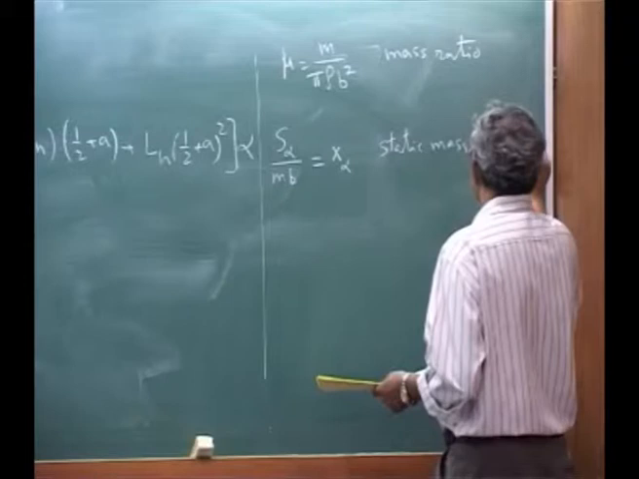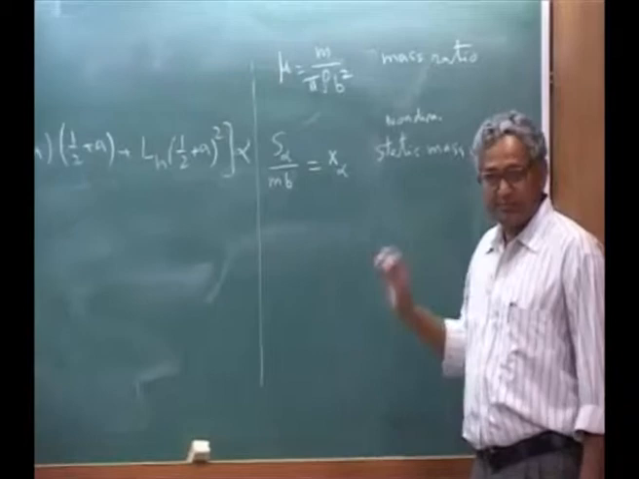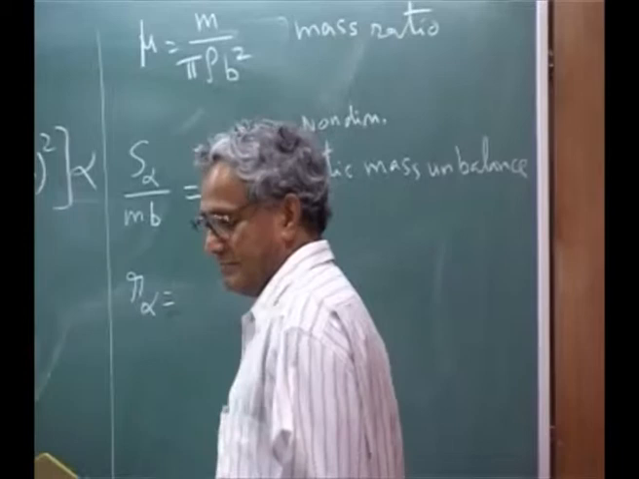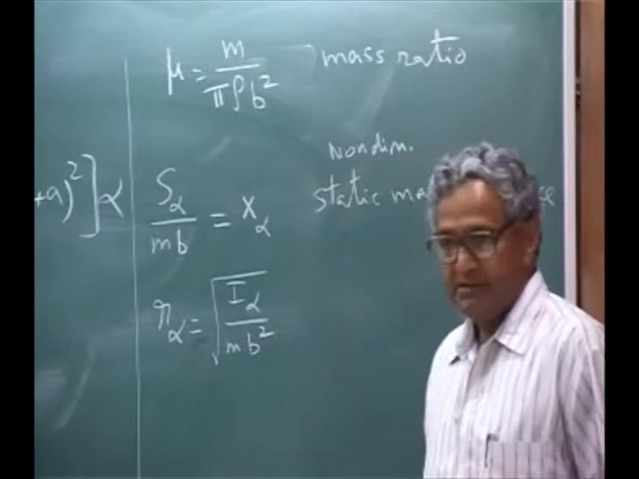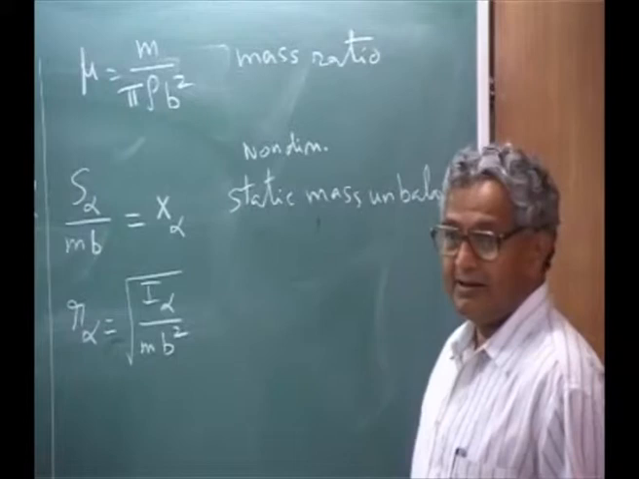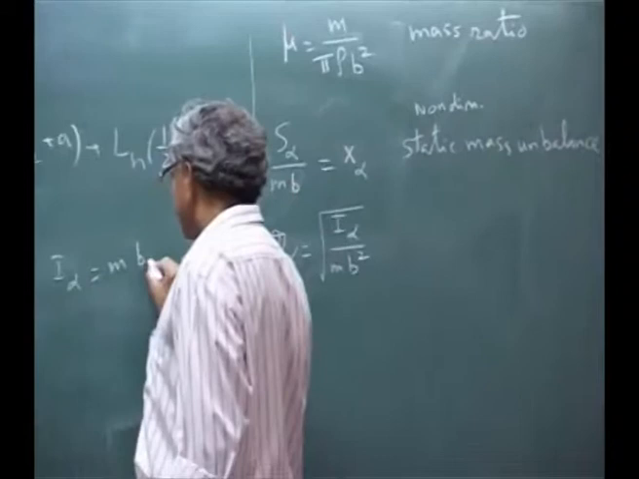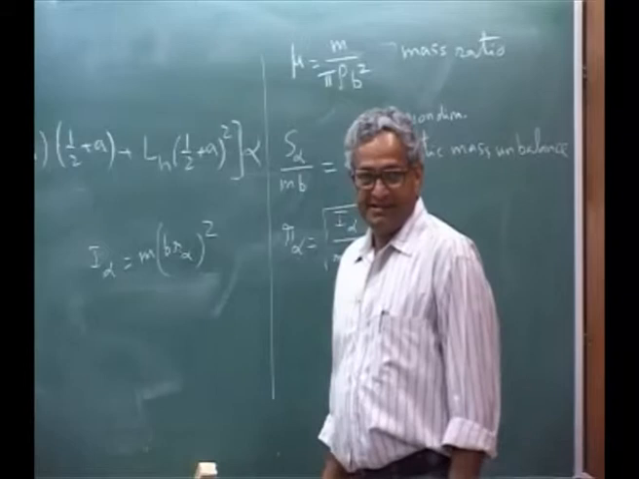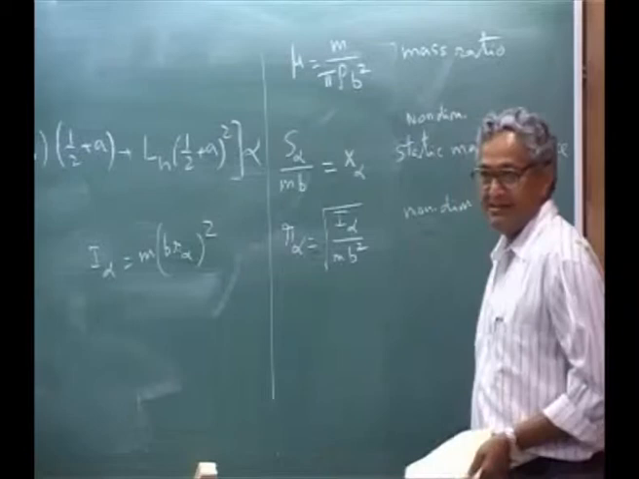Please note, this is non-dimensional with respect to b. Then r alpha, this is the square root of I alpha over m b square, because I alpha is how we have defined it: m r alpha b, whole square. If you look back, we defined it like this. So this is again non-dimensional. This is the radius of gyration.